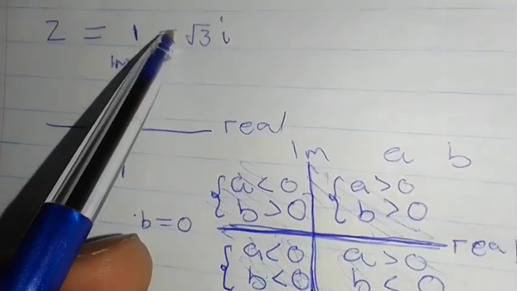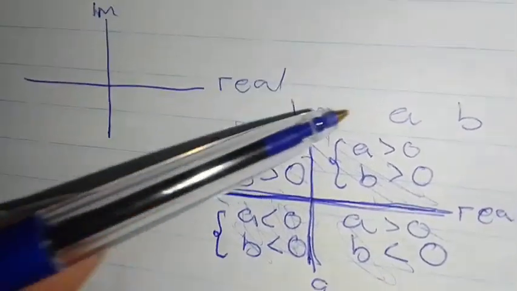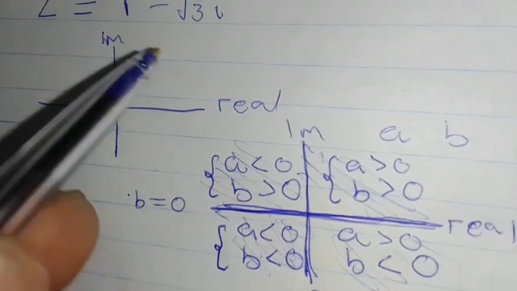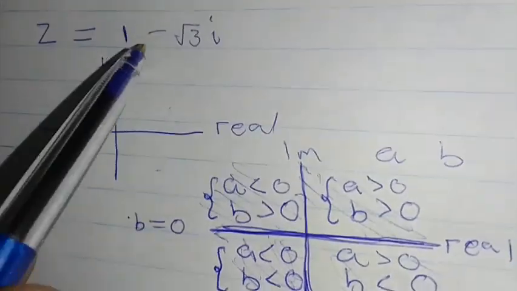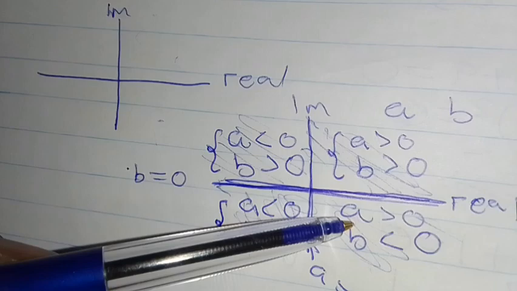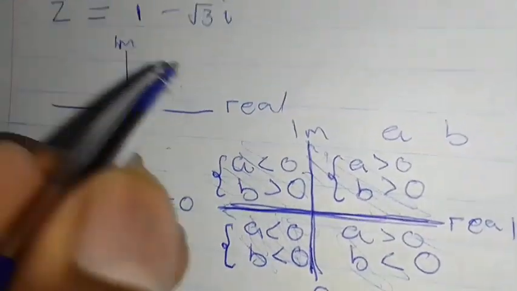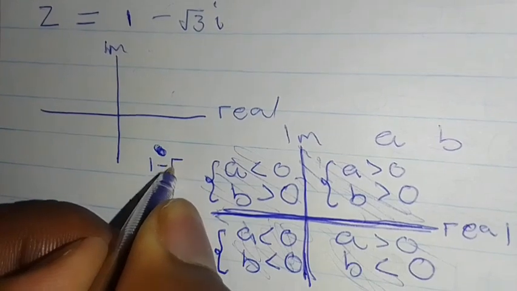Now here, you can see that a is positive. Where is a positive? a is positive in the first and last quadrants. So the point will technically be in either the first or the fourth quadrant. But notice that b is less than 0. Where is a greater than 0 and b less than 0? It's in the last quadrant, right? So that means we'll have our point somewhere there, our point 1 minus root 3i.